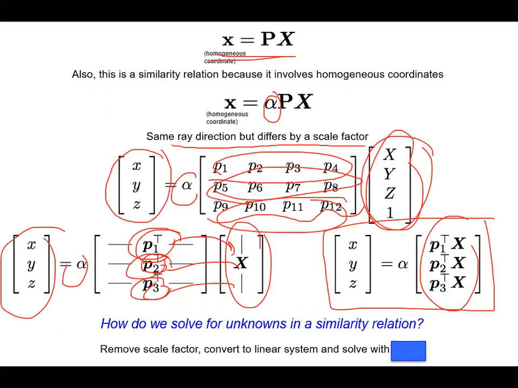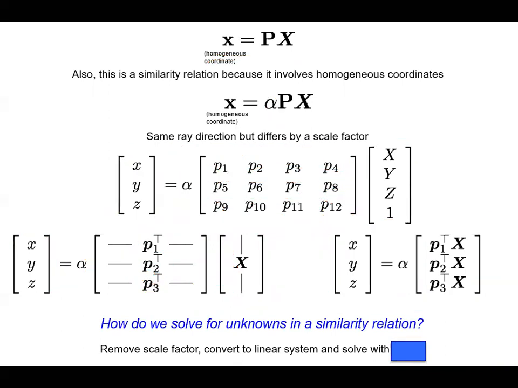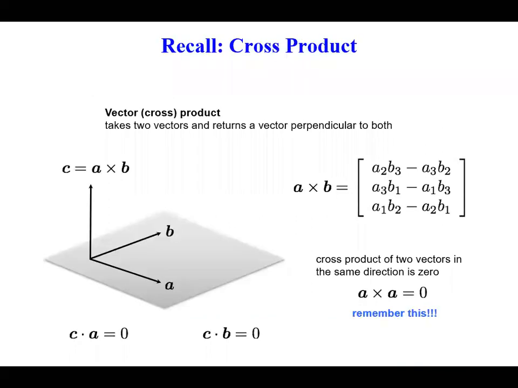So how will we solve for these unknowns in a similarity relation? Remove the scale factor, of course, convert to a linear system, and solve again with singular value decomposition. But we would like to do a little bit of tricky stuff here before we do that, so just bear with me. I would like to remind you of the cross product and dot product before we move forward.